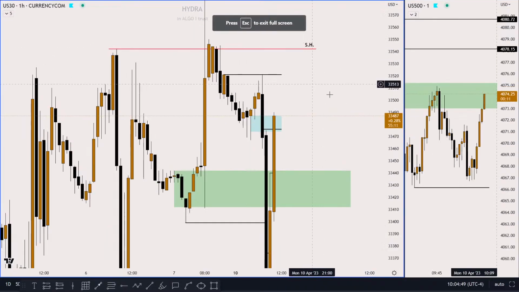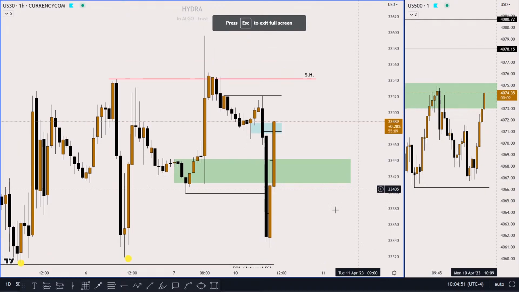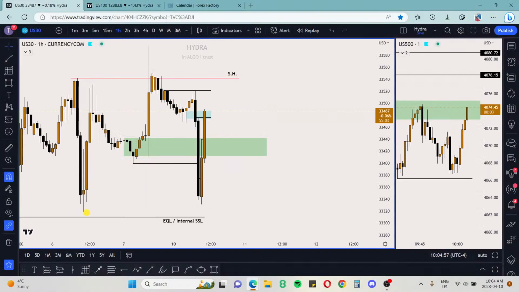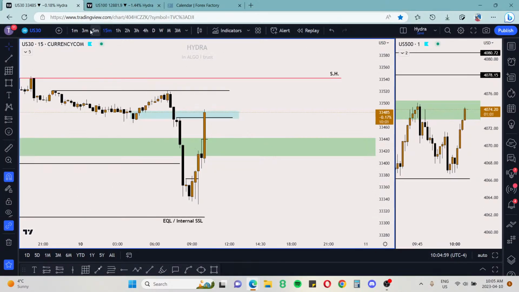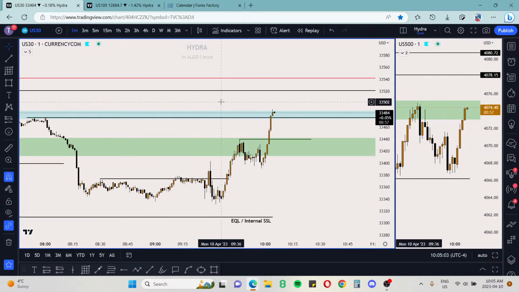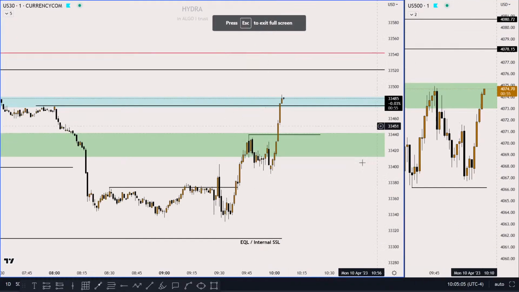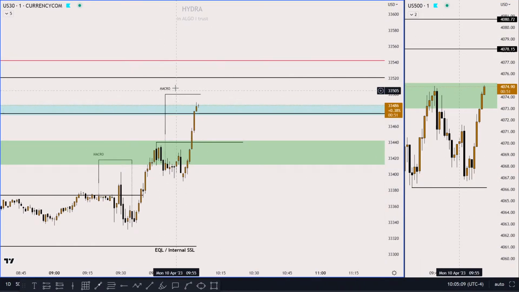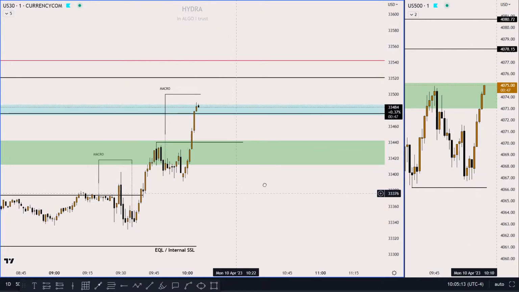Yes, we are inside of our ICT silver bullet zone, 10 to 11. And if you refine the silver bullet zone, you will get the macro. You will get the 10:50 to 11:10 macro in between, inside of the silver bullet zone.